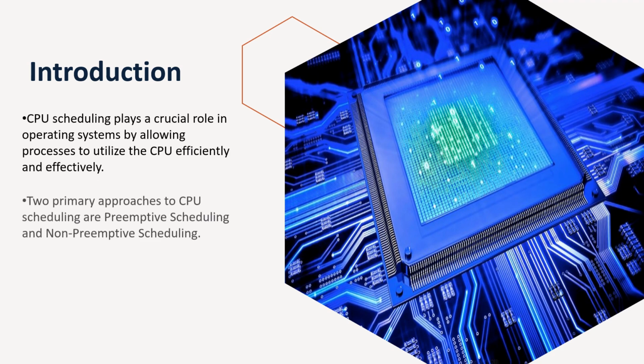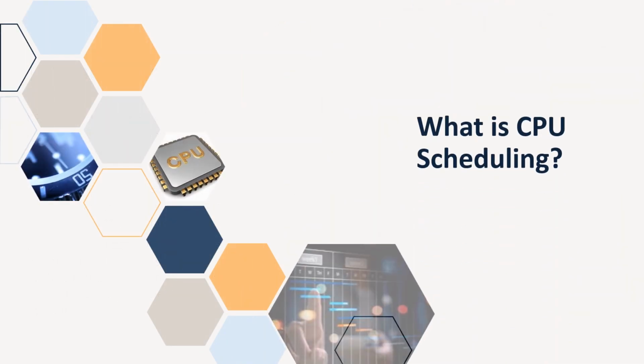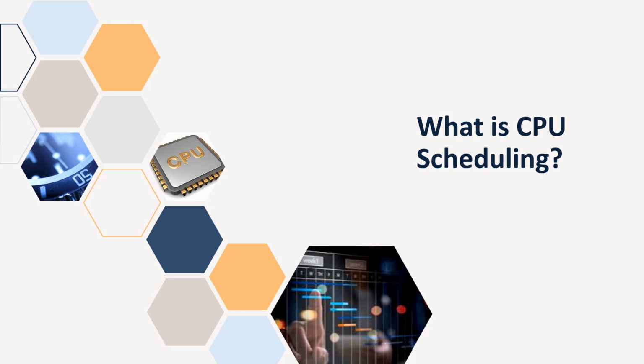So here is the introduction slide. CPU scheduling plays a crucial role in operating systems by allowing processes to utilize the CPU efficiently and effectively. Two primary approaches to CPU scheduling are primitive scheduling and non-primitive scheduling. In this presentation, we will explore the concepts, advantages, and considerations of both primitive and non-primitive CPU scheduling algorithms. So now, let's talk about what is CPU scheduling.